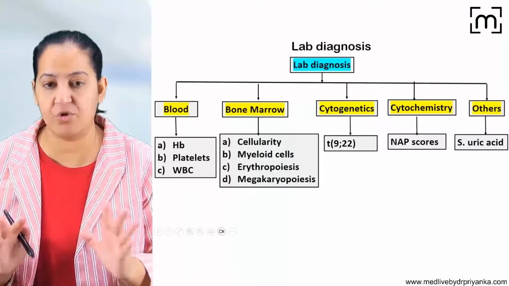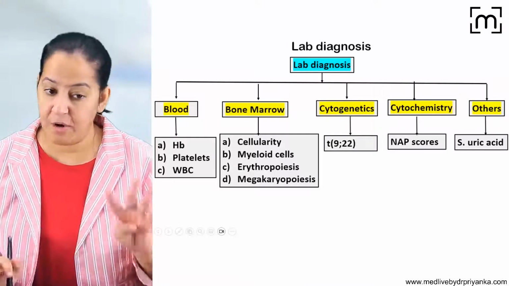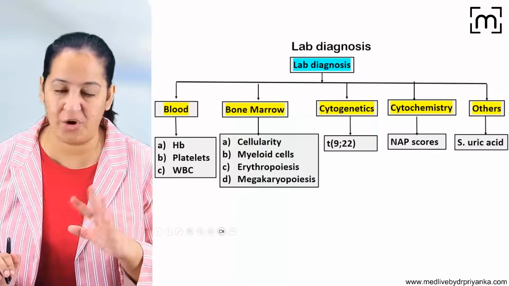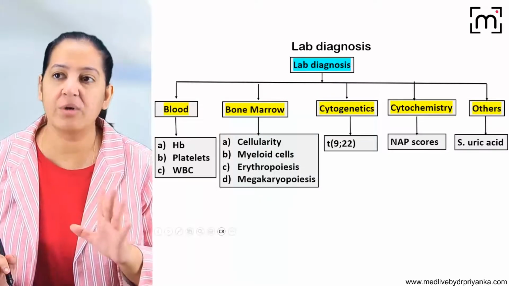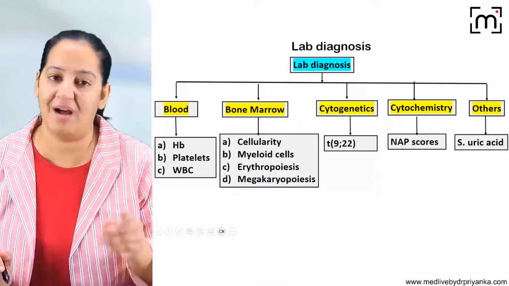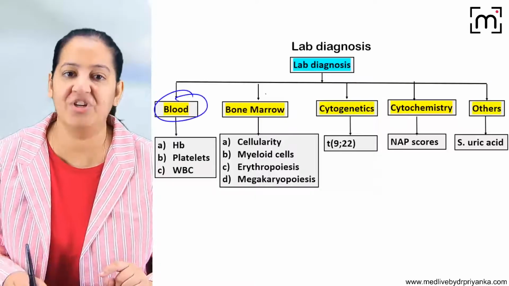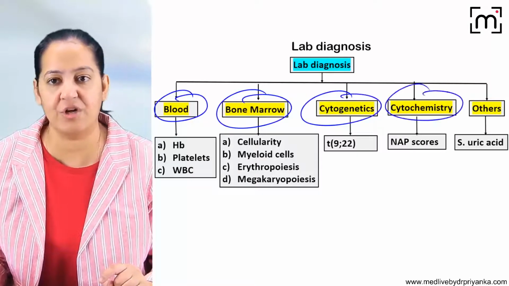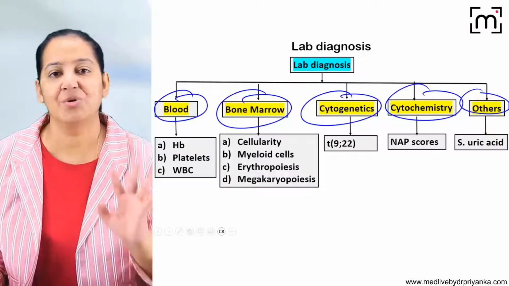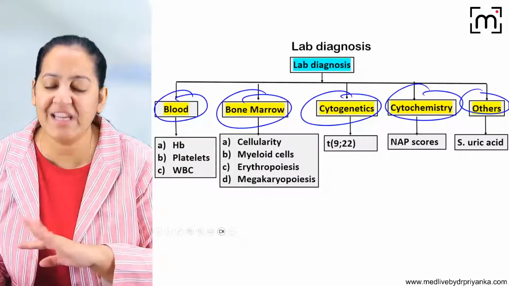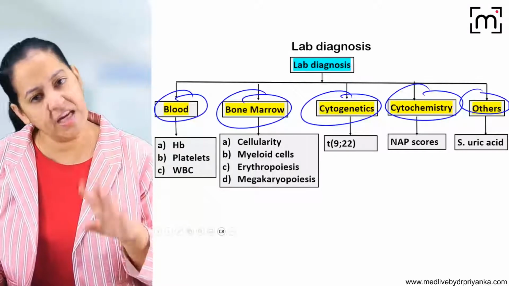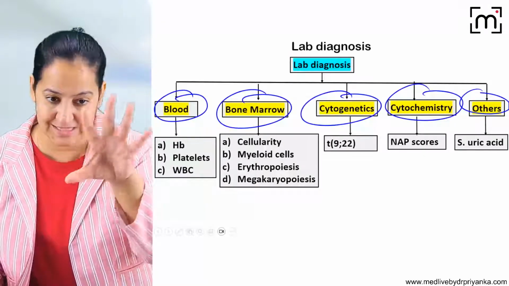Now I have a fixed protocol for the lab diagnosis. Watch all 4 of my videos on leukemias back to back. I request you to watch them in continuity. You will notice that in all 4 leukemias, I have discussed the lab diagnosis under these headings only: blood picture, bone marrow picture, cytogenetics, cytochemistry, and others, to make a uniformity so that you will have better retention. So whenever the lab diagnosis of any of the 4 leukemias, AML, CML, ALL, CLL, is asked in your exam, write them under these headings only.